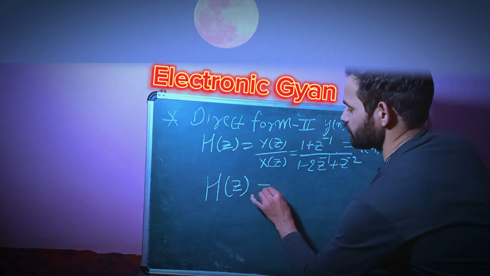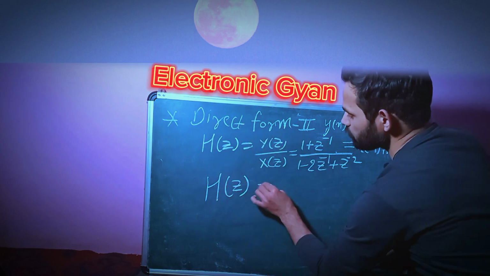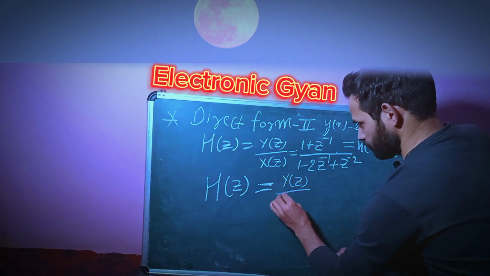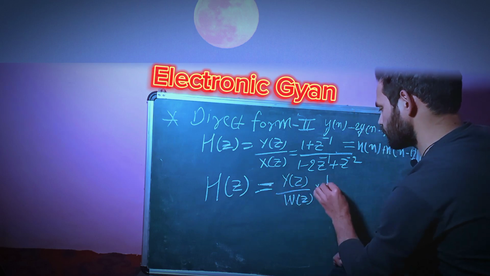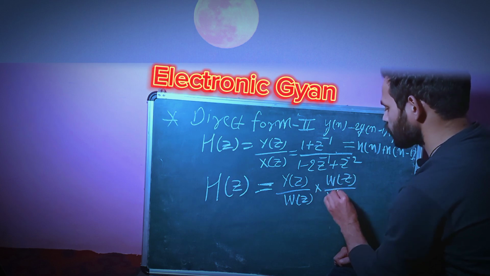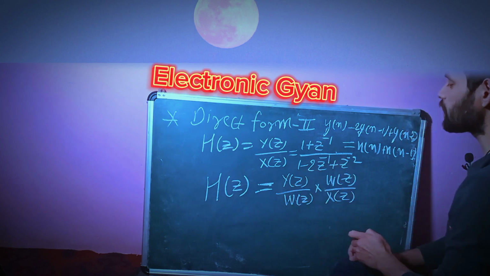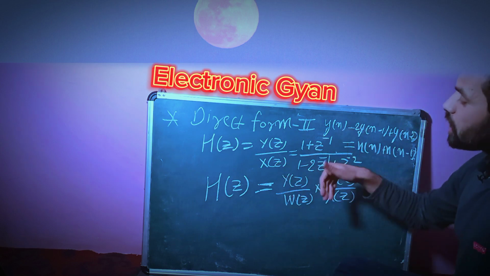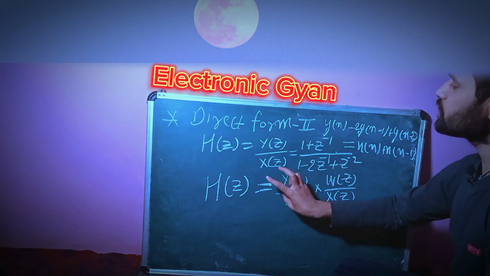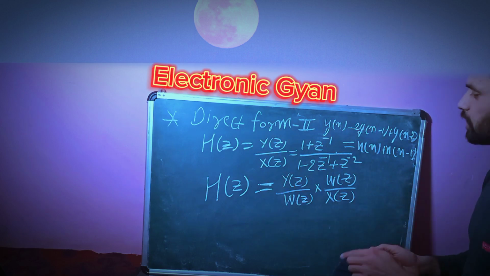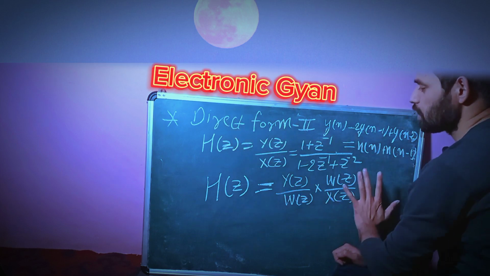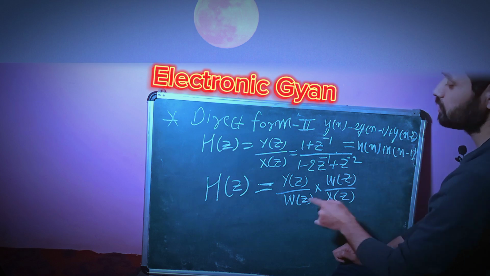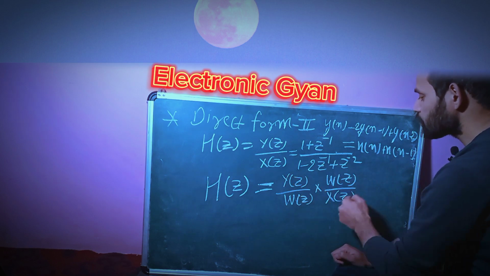So we are going to write H of z for direct form 2. H of z for direct form 2 is nothing but Y of z upon W of z into W of z divided by X of z. So this is my feedback path and this is my forward path. Here, feedback path followed by forward path, which is just the reverse, just opposite of the direct form 1 representation. Okay, so let us draw this direct form 2 representation by feedback path followed by forward path.